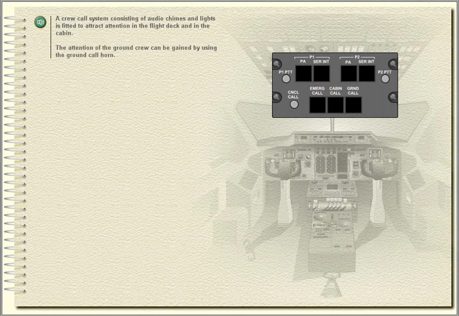A crew call system consisting of audio chimes and lights is fitted to attract attention in the flight deck and in the cabin. The attention of the ground crew can be gained by using the ground call horn.